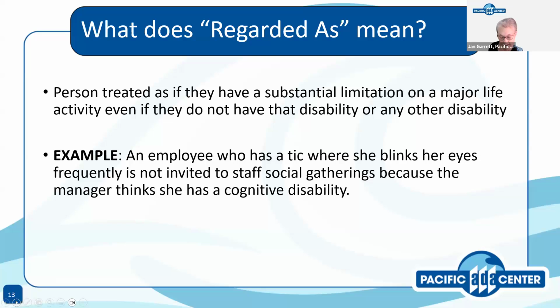So what is regarded as, the third section of the definition? That is a person who is treated as if they have a substantial limitation on a major life activity, even if they do not have that disability or any other disability for that matter. So an employee could have a tic where she blinks her eyes frequently, and she may not be invited to staff social gatherings because the manager thinks she has a cognitive disability. Now, even if she did have a cognitive disability, it would be discrimination not to invite her to the staff social gatherings. But there may be various reasons why the manager may think she's distracting to other people and should not be allowed, for example, in client meetings that they have.